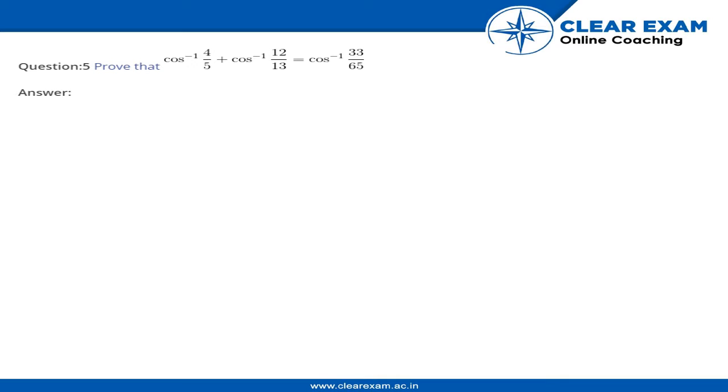We are again here for a question from inverse trigonometric functions. This is a proving question. So let's see what the question says. We have cos inverse of 4 by 5 plus cos inverse of 12 by 13 on the LHS, and cos inverse of 33 by 65 on the RHS.